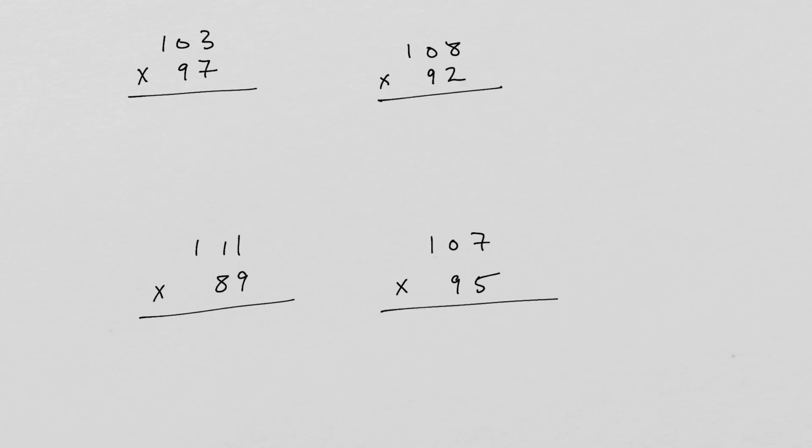Now I'd like to show you what happens when we have multiplication of a number above a base times a number that's below a base. So for the first problem, 103 times 97, we're going to work off of base number 100. We're going to say this is a difference of positive 3. 97 is a difference of minus 3.